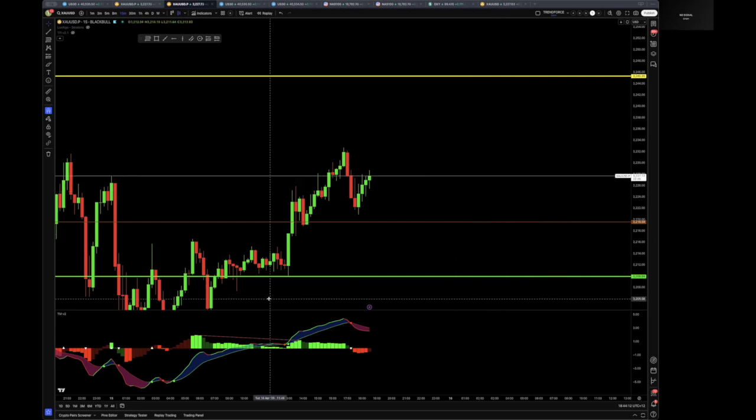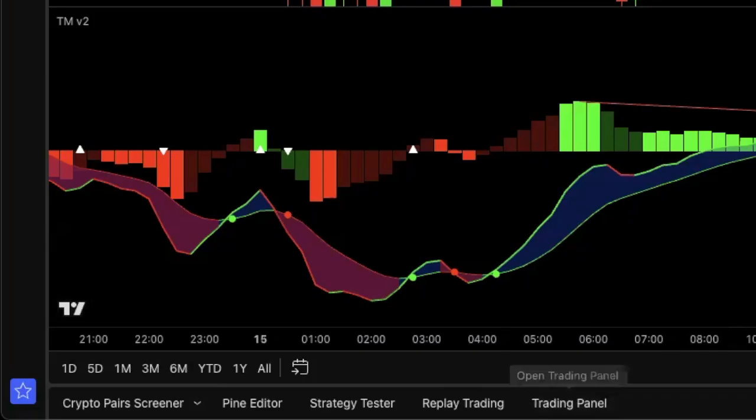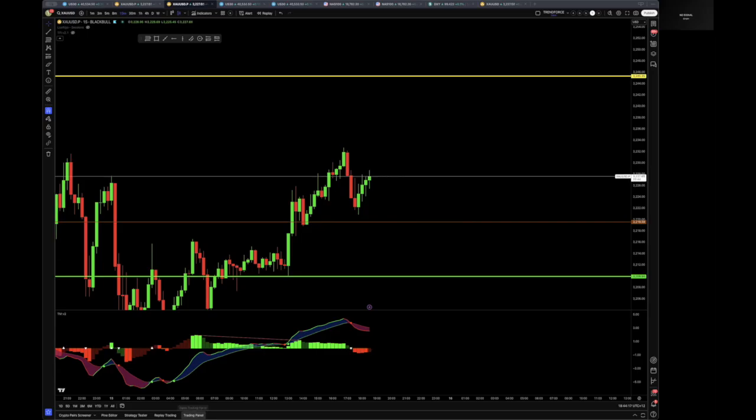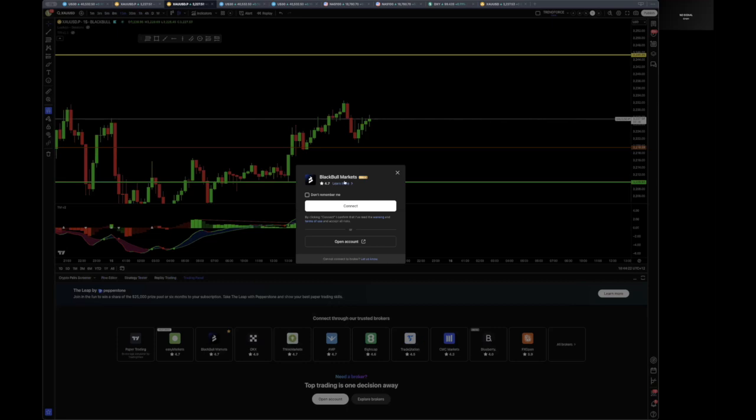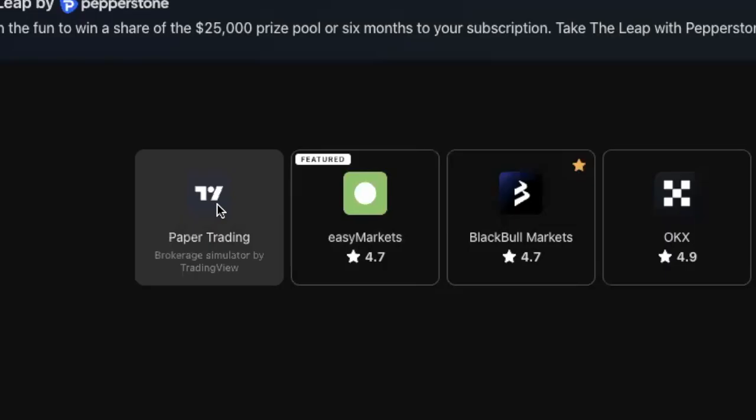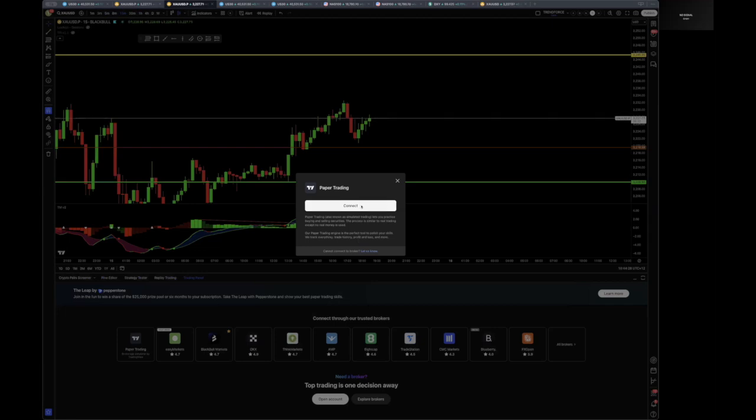Alrighty guys, we're in TradingView and I just want to show you how to first get into paper trading. So down the bottom here, trading panel, you're going to click that. It's going to pull up this tab where you can connect to a broker. So you can see Black Bull right here as an option for once you're live. So you're not doing that right now if you're learning how to practice trading. Paper trading, TradingView's inbuilt system for demo trading. So you're going to hit connect.